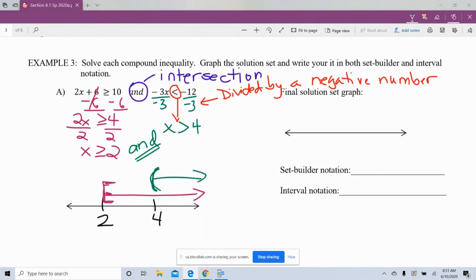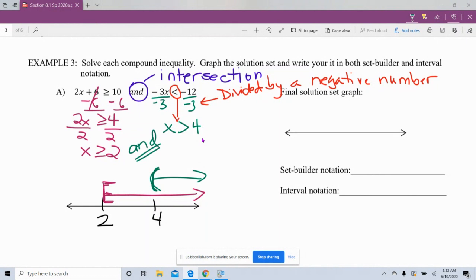of the 4, but I'm not going to include the 4 in that solution set. I'm using parentheses because there is no part of an equal sign here. 4 itself would not satisfy this if I substituted it in for x. 4 is not greater than 4, okay?